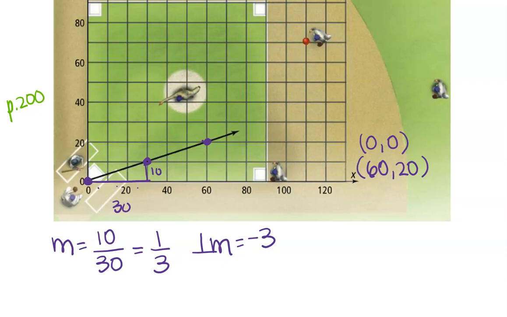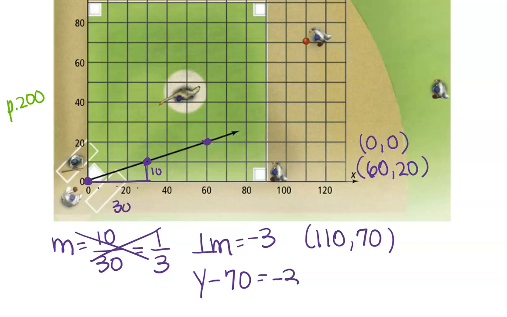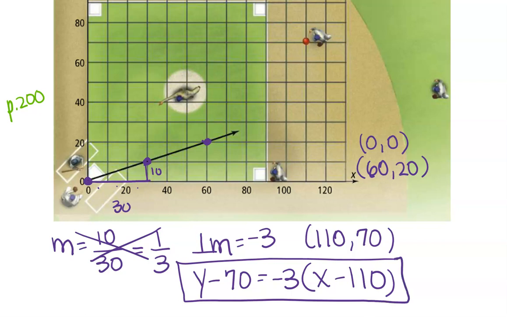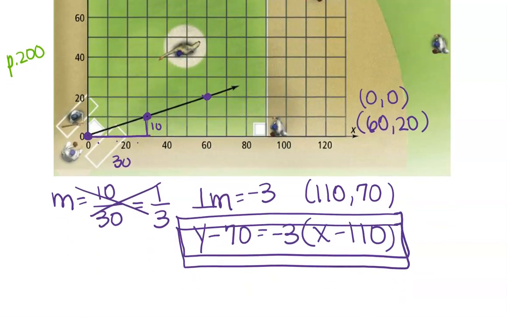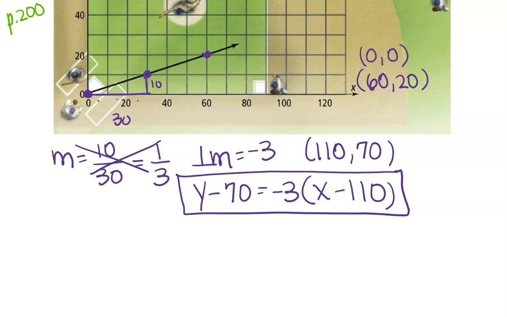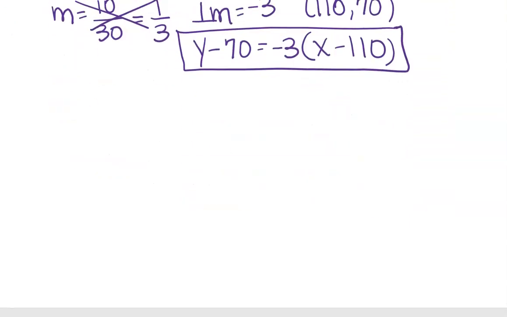It says find an equation through that point 110, 70. So I don't want to use that anymore. Y minus 70 equals -3 times x minus 110. It doesn't say to change it, so I'm going to leave it as is, and that completes our lesson for today.